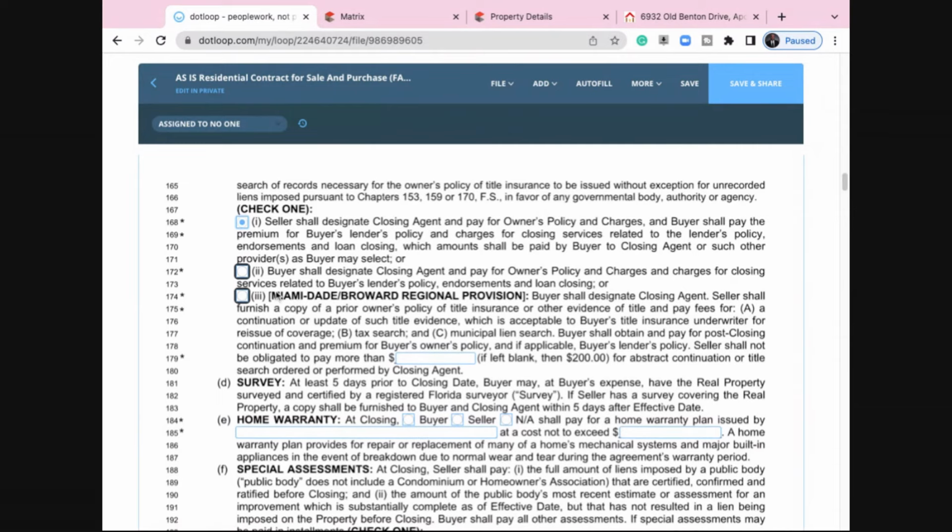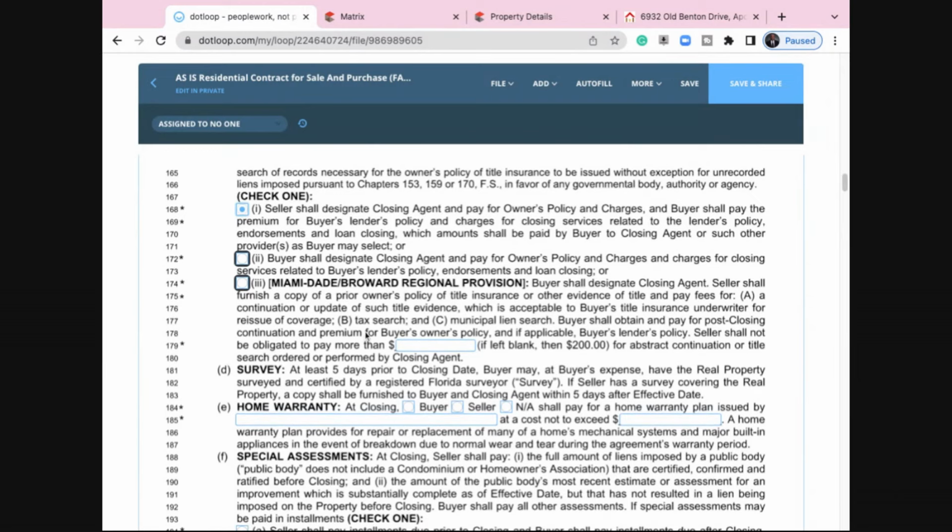Okay. Now, you also have this option here. The buyer shall pay for the closing agent and the owner's policy. Most buyers don't want to do that. And if you're in Miami, you have this one here. Again, line 168. In most cases, you want the seller to pay. Now, actually, in some cases where you're dealing with a flipper, a rehabber or something like that, they may want to pay for that if they want to use their own people. Again, this is a traditional buyer that's buying. It's not a wholesale, it's not a flip situation, and they want the seller to pay for the closing agent and the owner's policy.